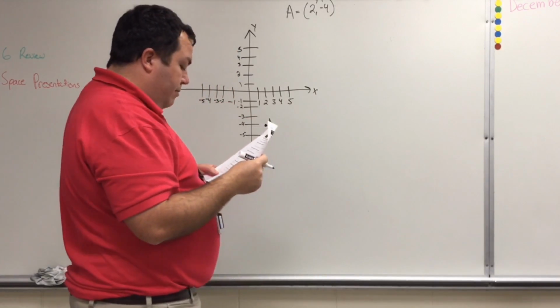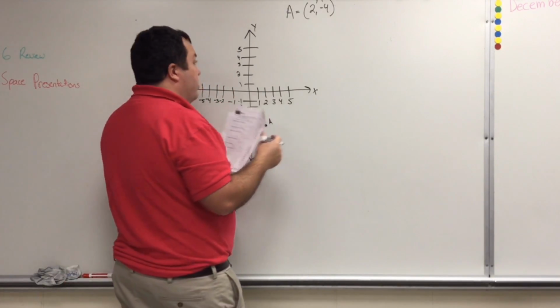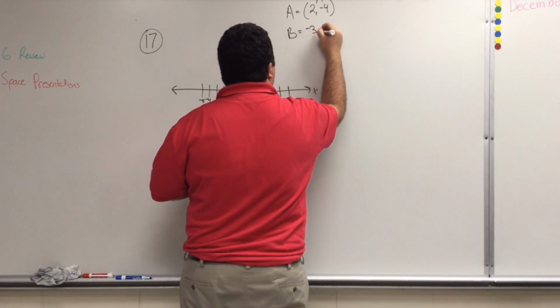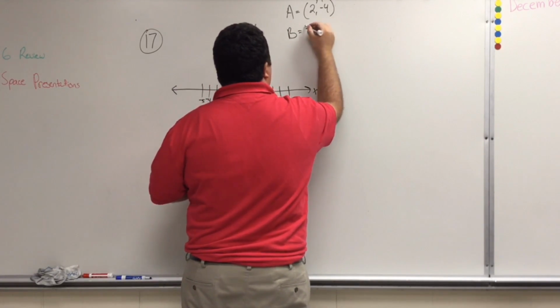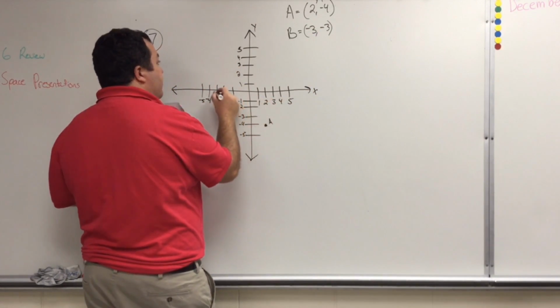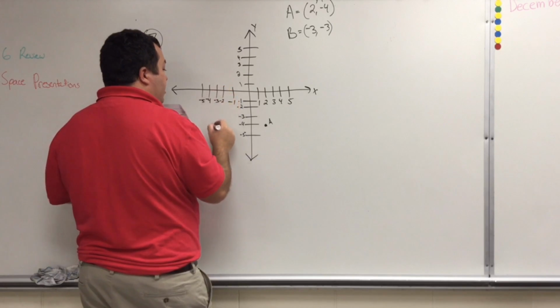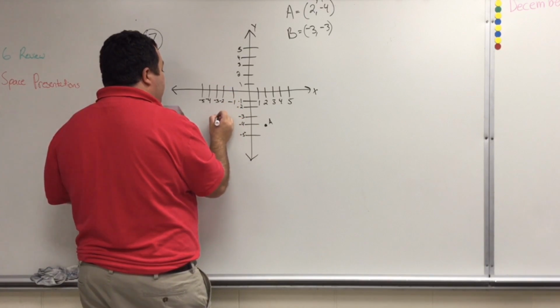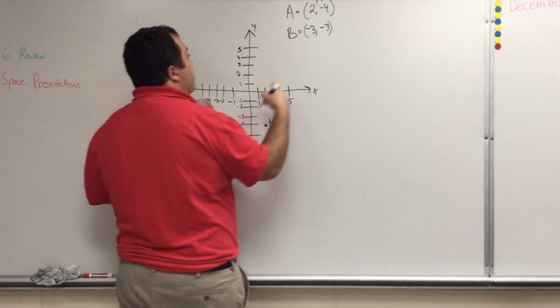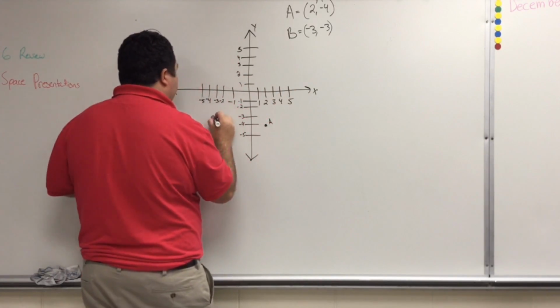The next one we'll try to plot is, we'll go with B. And it's -3, -3. X-axis, -3, we're going to find -3, and then we're going to look for -3 on the Y. Again, we're going to go down because you go lower for negative numbers on your number line. So right here is B.